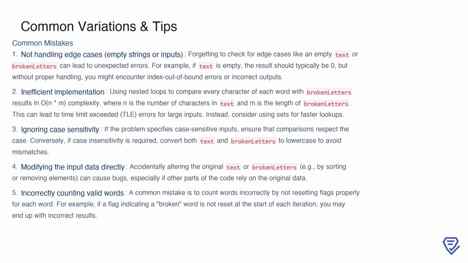Another common mistake is having an inefficient implementation. For example, using nested loops to compare every character in each word with broken letters can result in n*m time complexity, which may cause time limit exceeded errors for large datasets. Instead, using a set for broken letters can significantly speed up lookups.